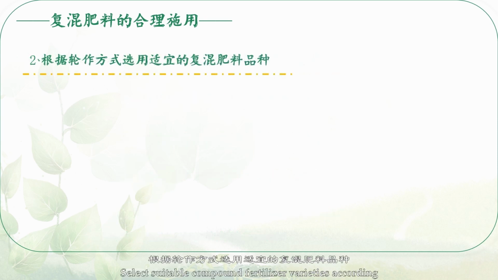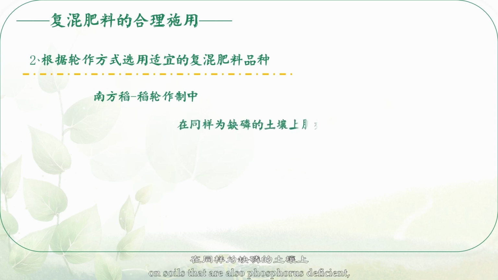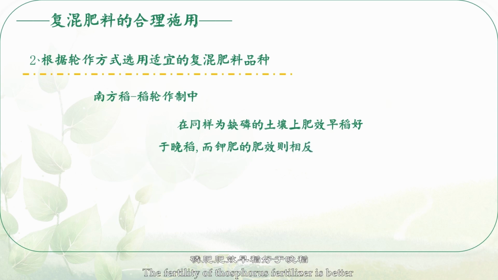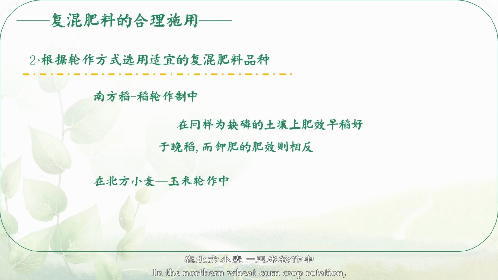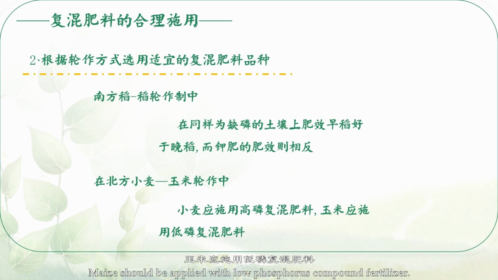Select the suitable compound fertilizer varieties according to the crop rotation. In the southern rice-rice rotation system, on soils that are also phosphorus deficient, the fertility of phosphorus fertilizer is better in early rice than in late rice. But in terms of potassium fertilizer, it is the opposite. In the northern wheat-corn crop rotation, wheat should be fertilized with a high phosphorus compound. Maize should be applied with low phosphorus compound fertilizer.